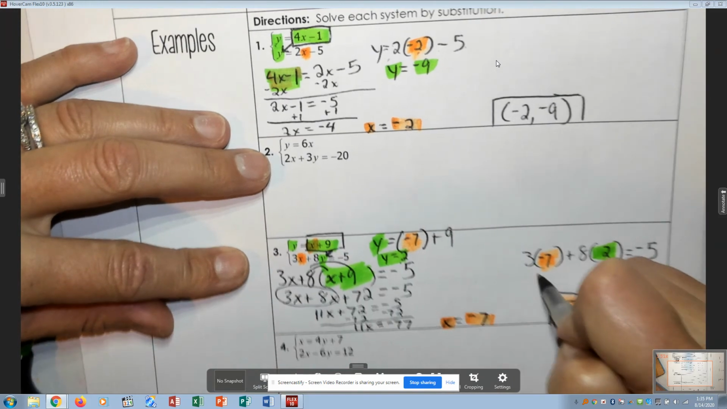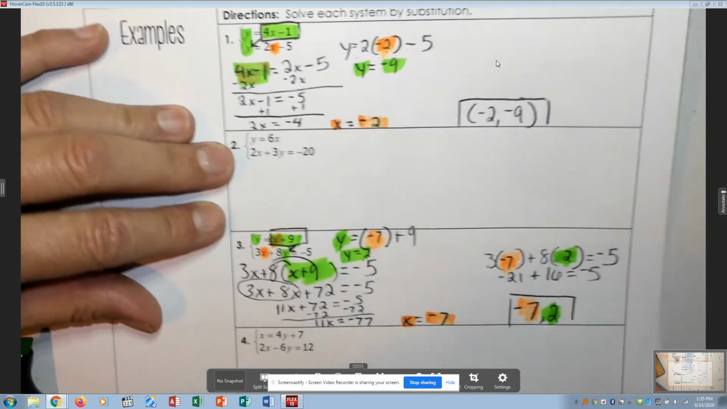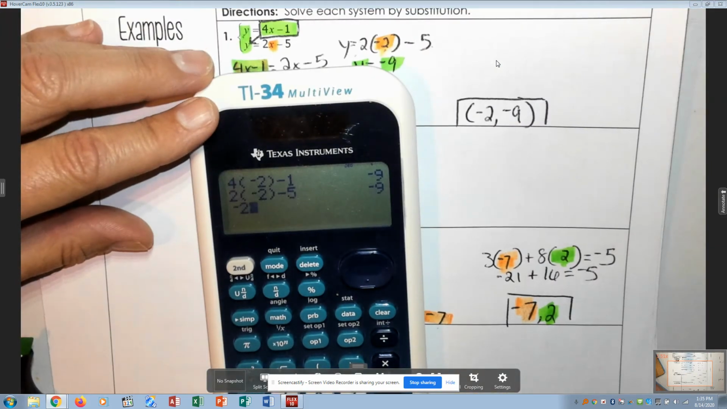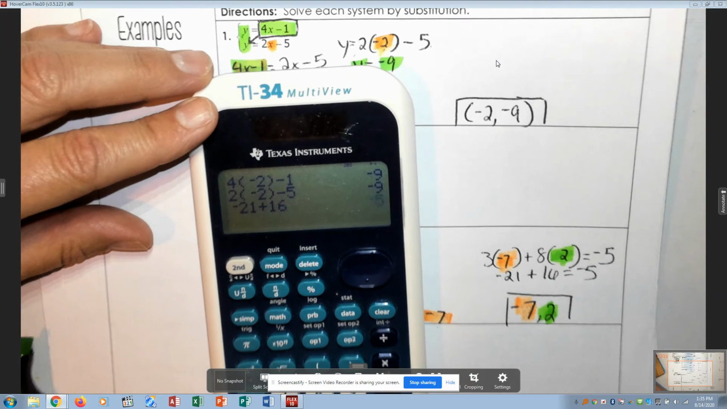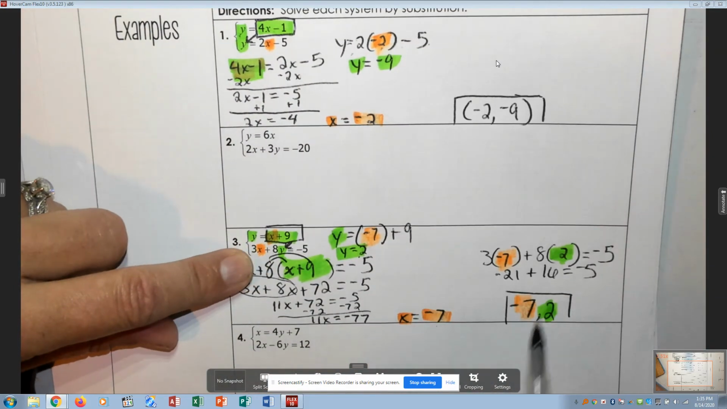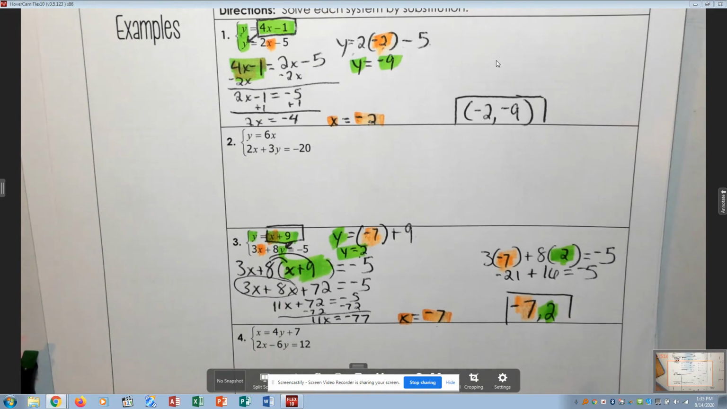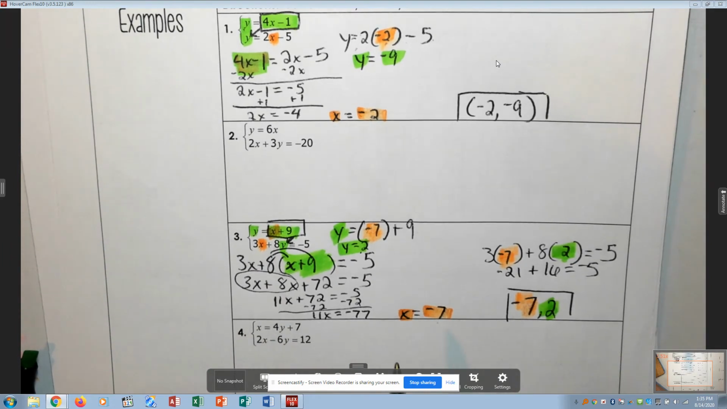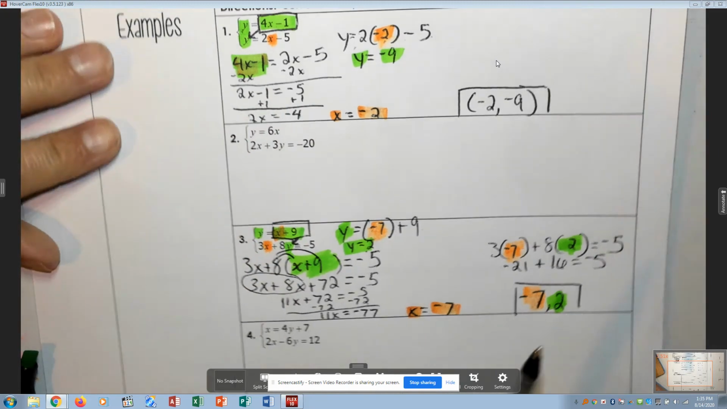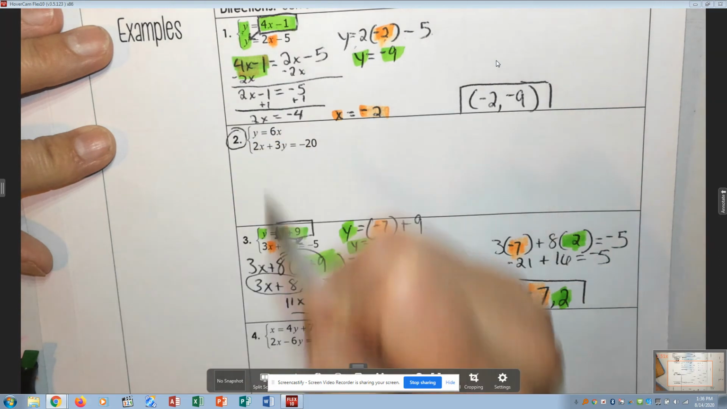So negative 21 plus 16, does it equal negative 5? I believe so. Negative 21 plus 16 is negative 5. Also, I know it works here too, because negative 7 plus 9 is equal to 2. So since the point makes both equations true, it is the solution. And there you go. All right, so I want you guys to try 2 and 4.